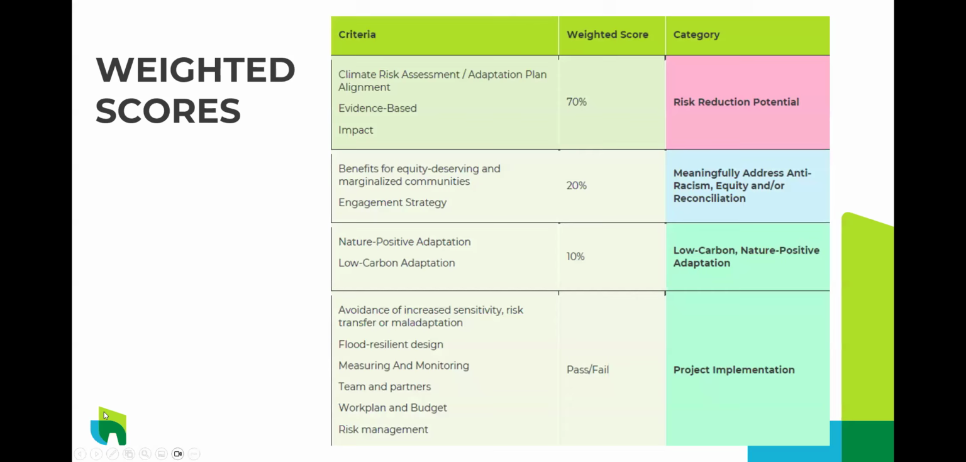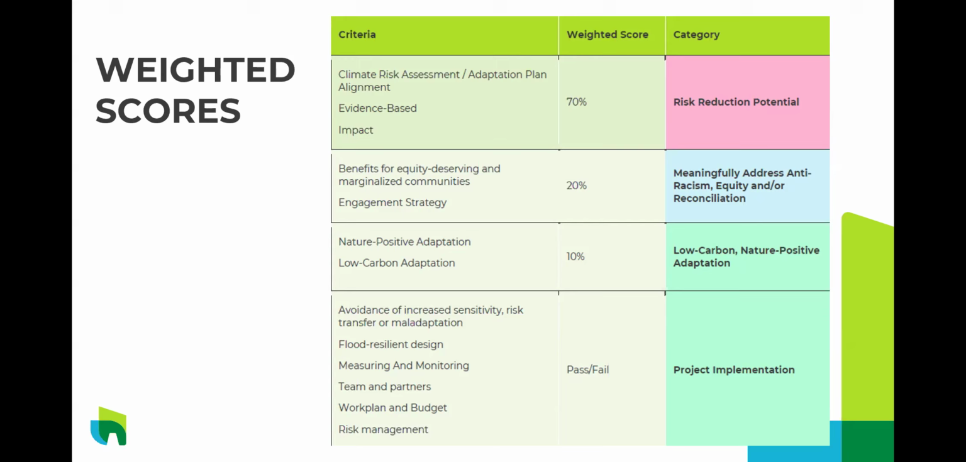Next slide. Weighted scores. This is a table taken directly from our Adaptation and Action application guide, which is available on our funding webpage. As I touched on in the previous slide, these are the criteria that are key to achieving a high scoring project. You can see not every criteria is weighed equally. The most weight is attributed to the climate risk assessment or adaptation plan alignment. How well and clearly does your project align with risk assessment or your adaptation plan? That's the basis of 70% of your score.